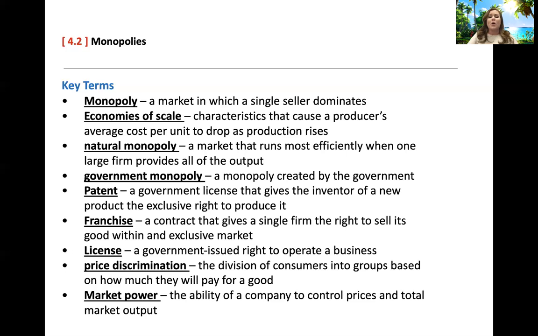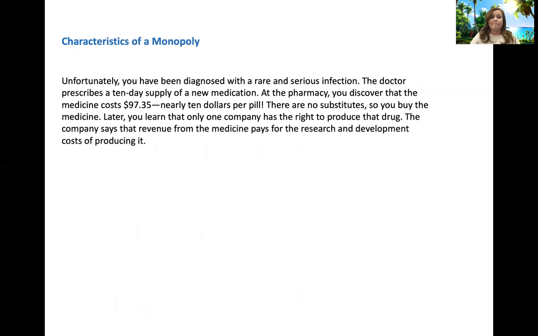And then we've got market power. And this is the ability of a company to control prices and total market output. Like if you think in the shoe industry, how much market power does Nike have? And this is what I was talking about. When it comes to medication, this is one of the best examples of a monopoly. And if you get a question on monopoly, I'd think like, ooh, prescription drug.